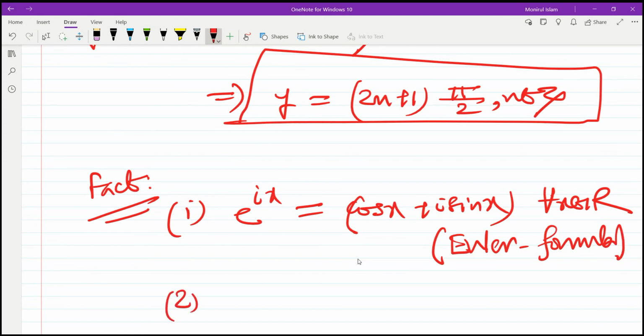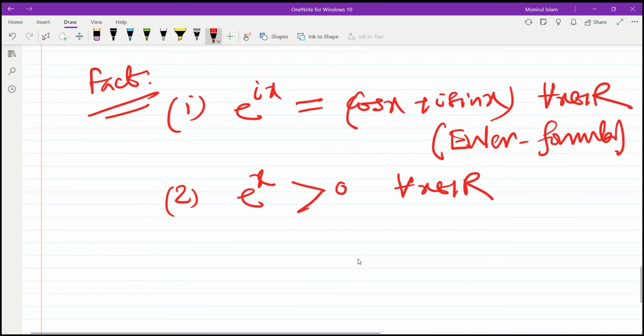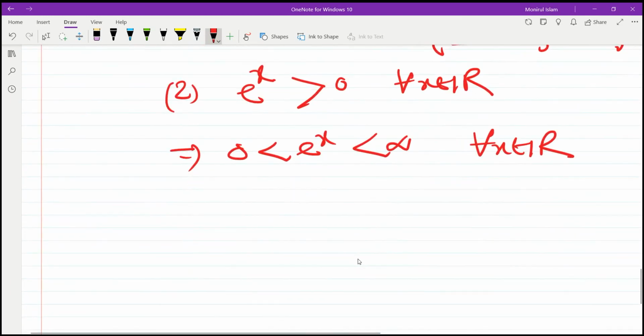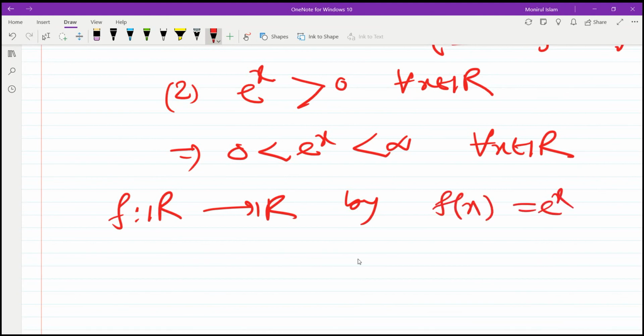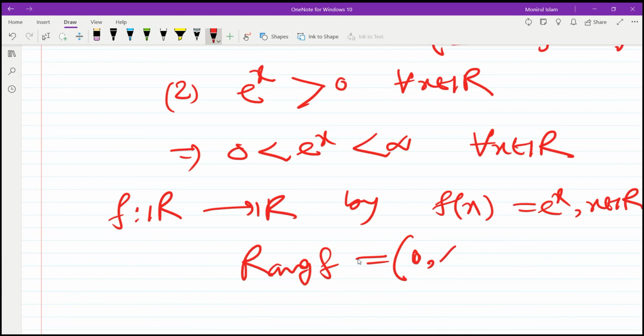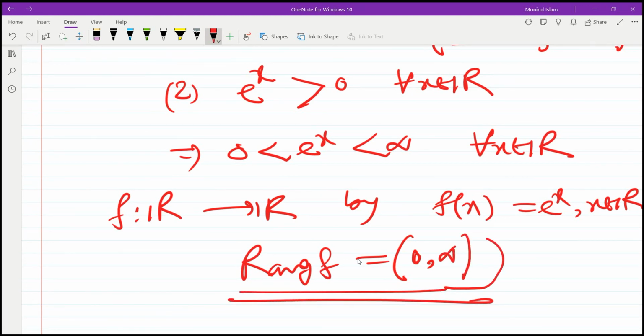And one more fact I have used, that exponential is always positive, meaning non-negative. The range of the exponential function is 0 less than e to power x less than infinity. If you consider the function f from R to R by f(x) equals e to power x, where x belongs to R, then the range of f will be the open interval (0, infinity), always positive.